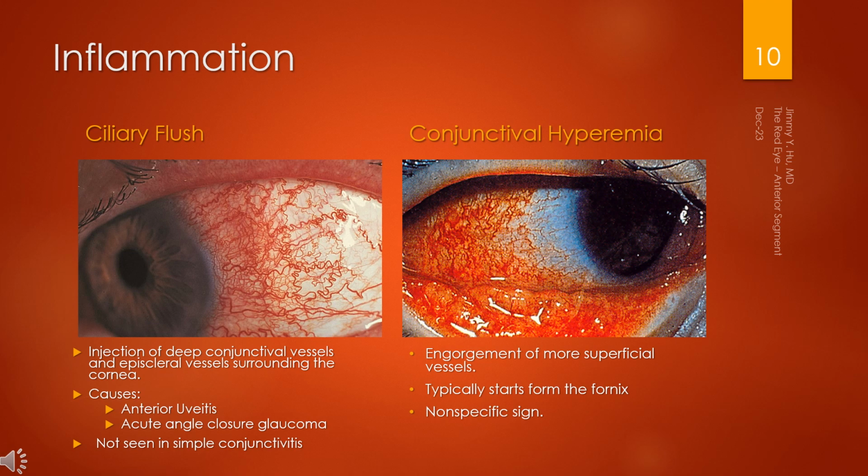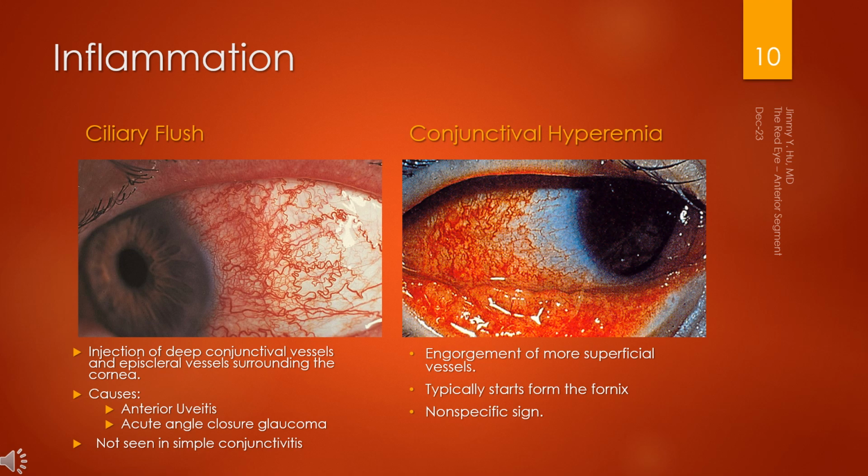So we often think of this as a ciliary flush reaction. Again, you see this injection of deep conjunctival vessels surrounding the cornea, and again, it's going to be a ring around the cornea. You often think about this when you're dealing with causes of intraocular inflammation, things like anterior uveitis or even acute angle closure glaucoma. It's important to note that you don't see this in simple conjunctivitis. It usually implies that there's some ciliary body involvement.